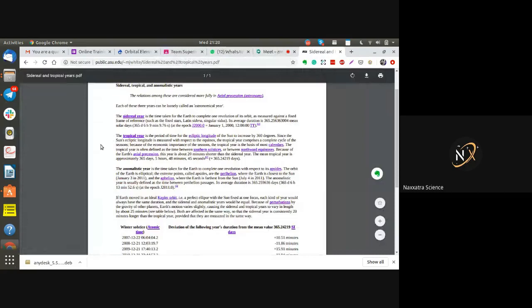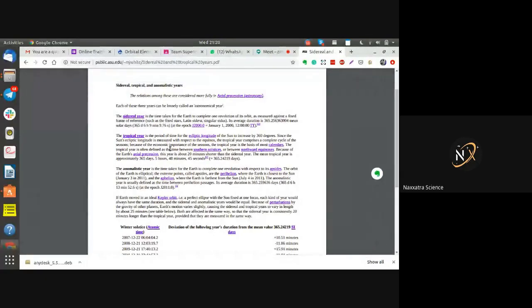Okay, so then we were speaking about the tropical year, and that is the period of time for the ecliptic longitude of the sun to increase by. Okay, so this is more with respect to the solar system and not the distant stars.